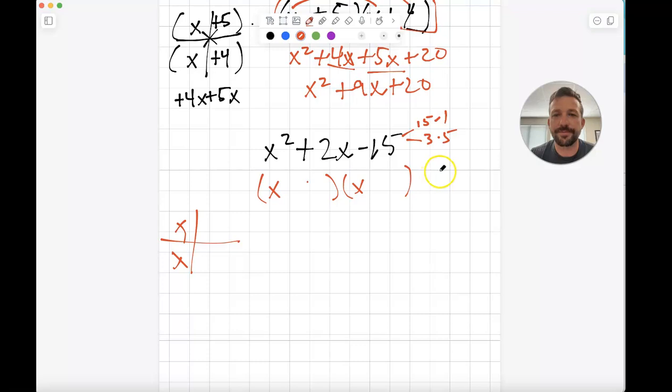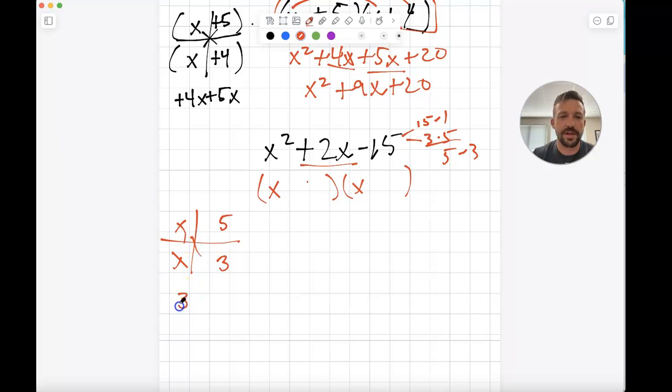That's it. Okay, well 15 and 1 cannot subtract or add to make positive 2. This can. I can do 5 minus 3, right? So that's going to be my guesses here. I'm going to do a 5 and a 3.